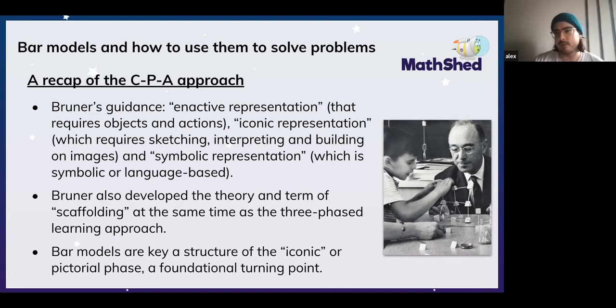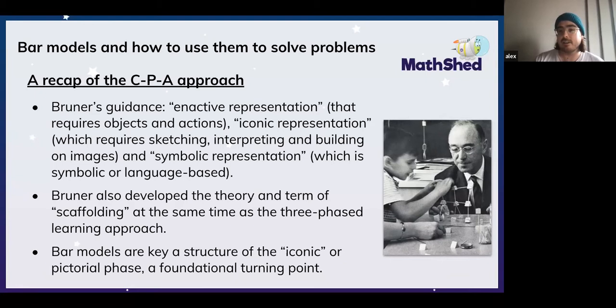Essentially, bar models are one of the key structures in early mathematics, primary mathematics, some secondary mathematics, for that middle phase, the iconic representation. And essentially that is a foundational turning point with children learning new concepts, because it takes them out of the purely physical and concrete before entering the purely abstract. And quite a lot of the learning and conceptualization takes place in that phase.